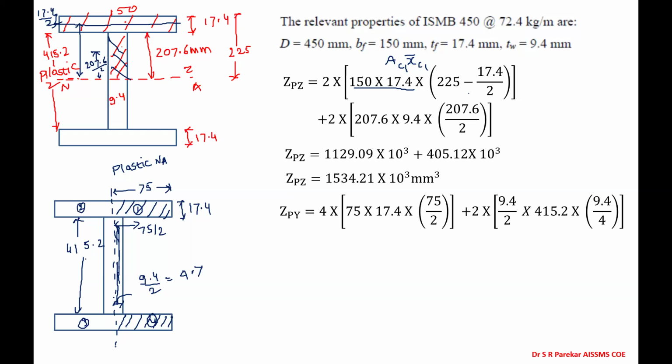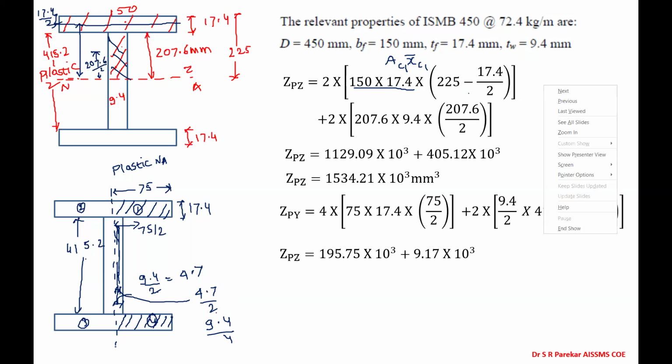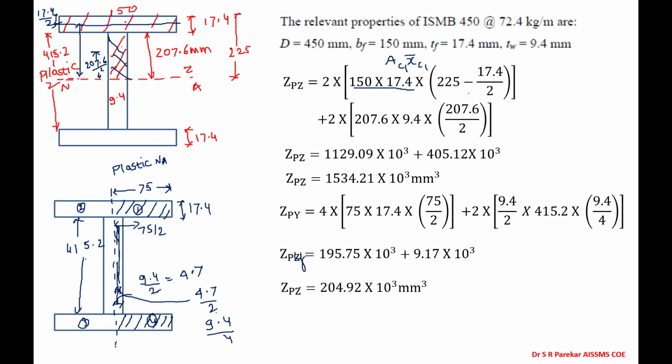And then we have CG of this. So what distance will we get as x bar? This will be 4.7 by 2 and 4.7 by 2. If I put it in terms of 9.4, this comes to 9.4 by 4. This 2 and this 2, and therefore it will be 9.4 by 4. And then we will get ZPY. So actually this will be ZPY. So ZPY equal to, and then we have this value 204.92.